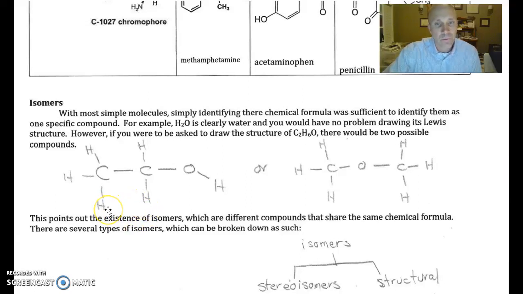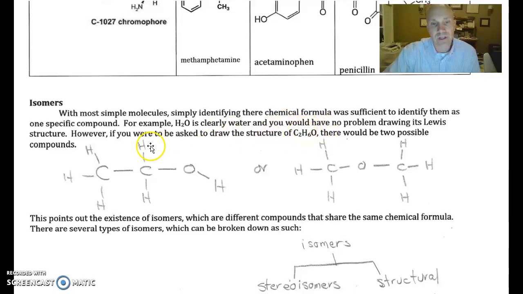Okay, so we're moving into the topic of isomers, all right? And isomers are any compounds that have the exact same chemical formula but have different structural formulas. All right, so a classic example of this would be if I were to ask you to draw a compound for this formula right here, C2H6O.